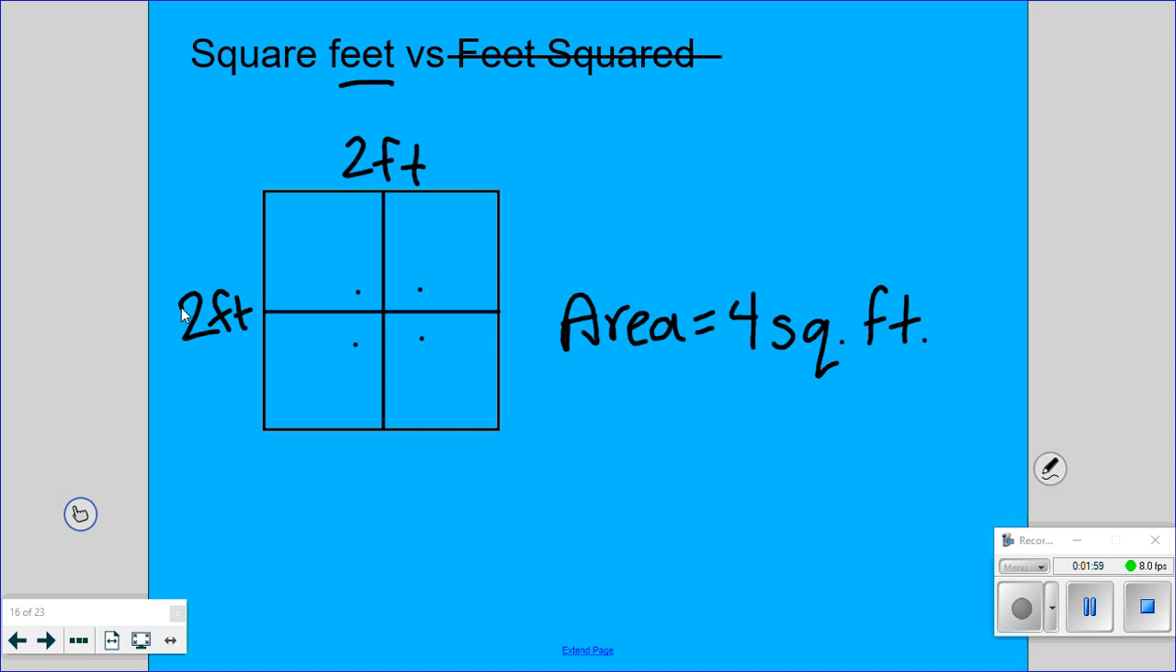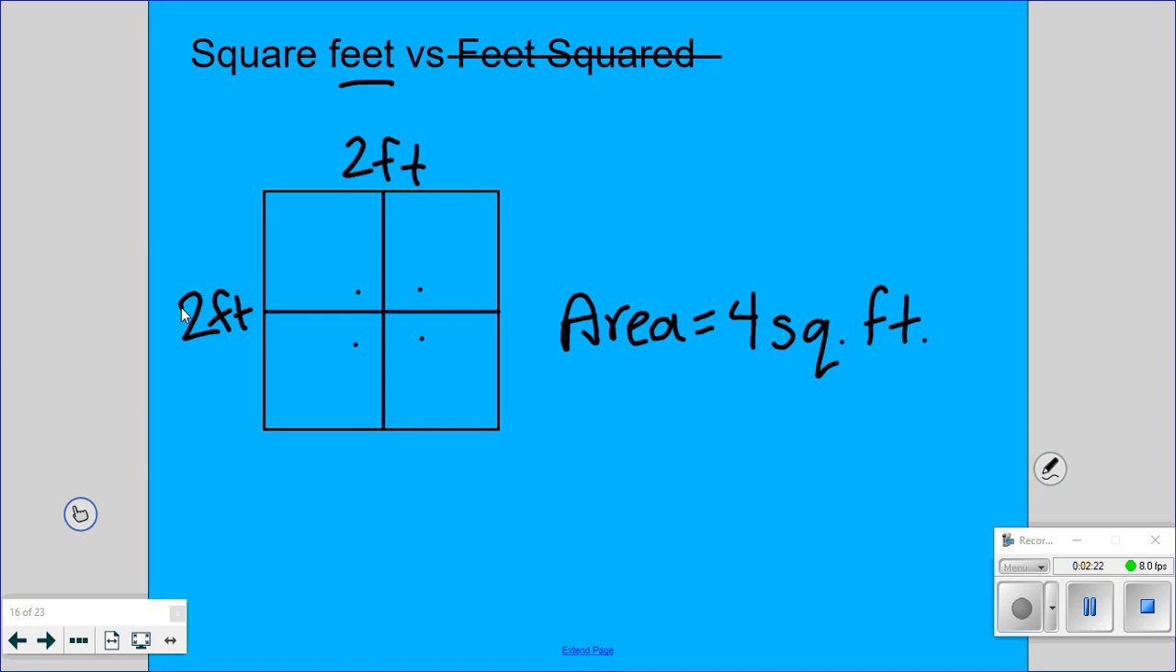The other is mathematically correct. However, we weren't always using it in the correct way, and I want to make sure that I don't confuse you down the road. So from here on out, we are only going to use square and then our unit, whether that's foot or centimeters or meters or miles or units or whatever it is.